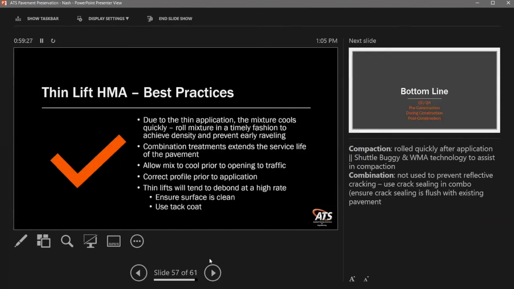Overall, the best practices are the same best practices that you would use for hot mix. The biggest deal here is to look at your pavement and your mix temperatures. Be aware of when you have to actually get on it to compact and roll. It cools very quickly due to the smaller quantities. And a lot of people will use that remixer, that shuttle buggy, and some warm mix additives in order to help them get on it properly and get density.